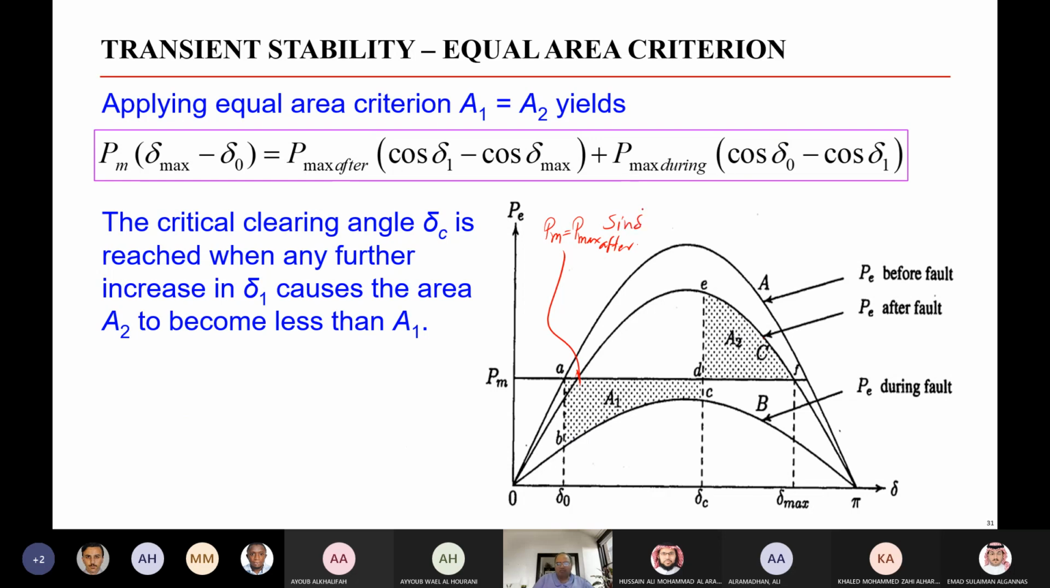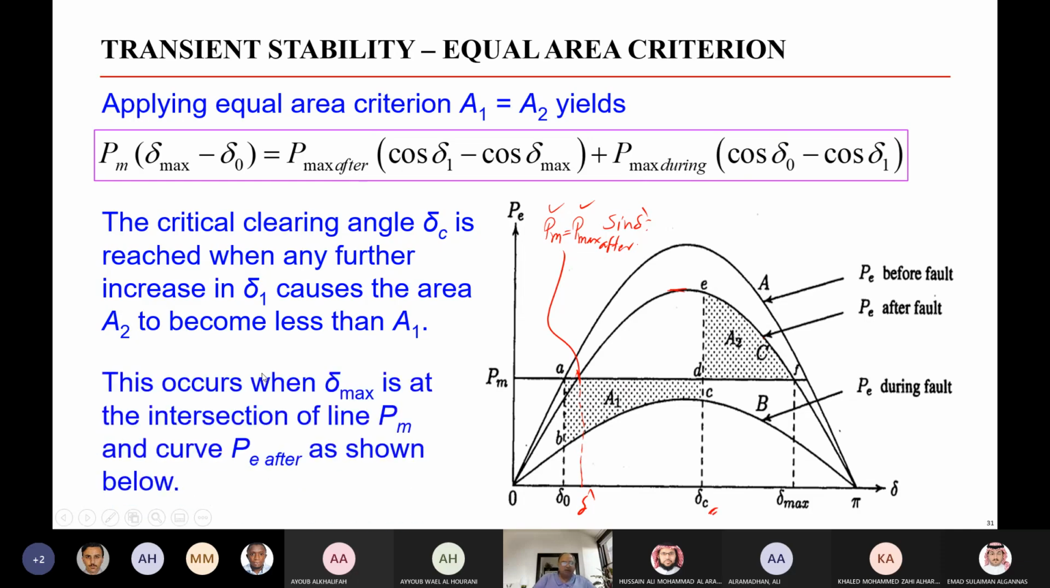Let us say this is delta prime. This is delta prime. And the Bm is known, or B max after the fault is known, the maximum value here is known. So you can get this angle. 180 minus this angle gives you the delta max. So delta max is known and delta C is unknown.